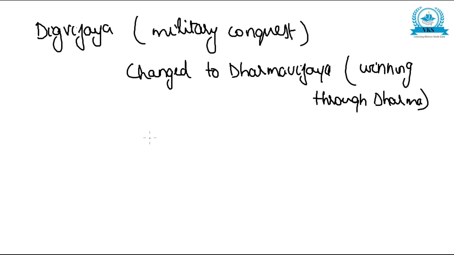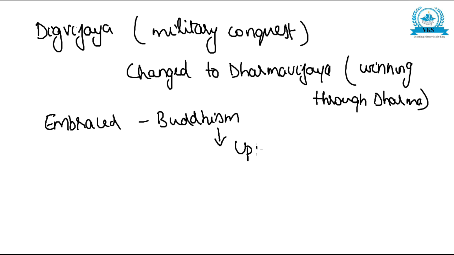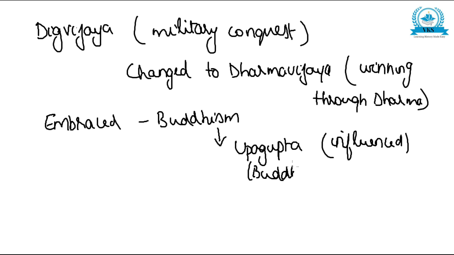This was the decision of Ashoka after the Kalinga war, and the Kalinga war became a turning point in the life of Ashoka. After the Kalinga war, Ashoka embraced Buddhism under the influence of Upagupta, a Buddhist saint.